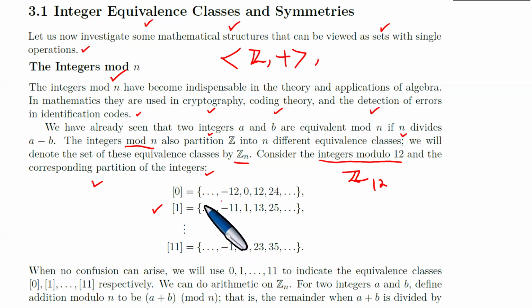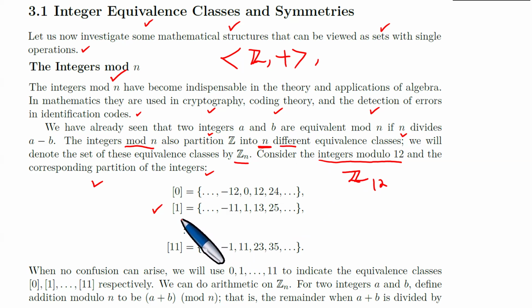There are those integers that are equivalent to 1 modulo 12. But now the set of integers is actually such that the integers modulo 12 also partition Z. In other words, in modulo 12, we shall have 12 different equivalence classes.